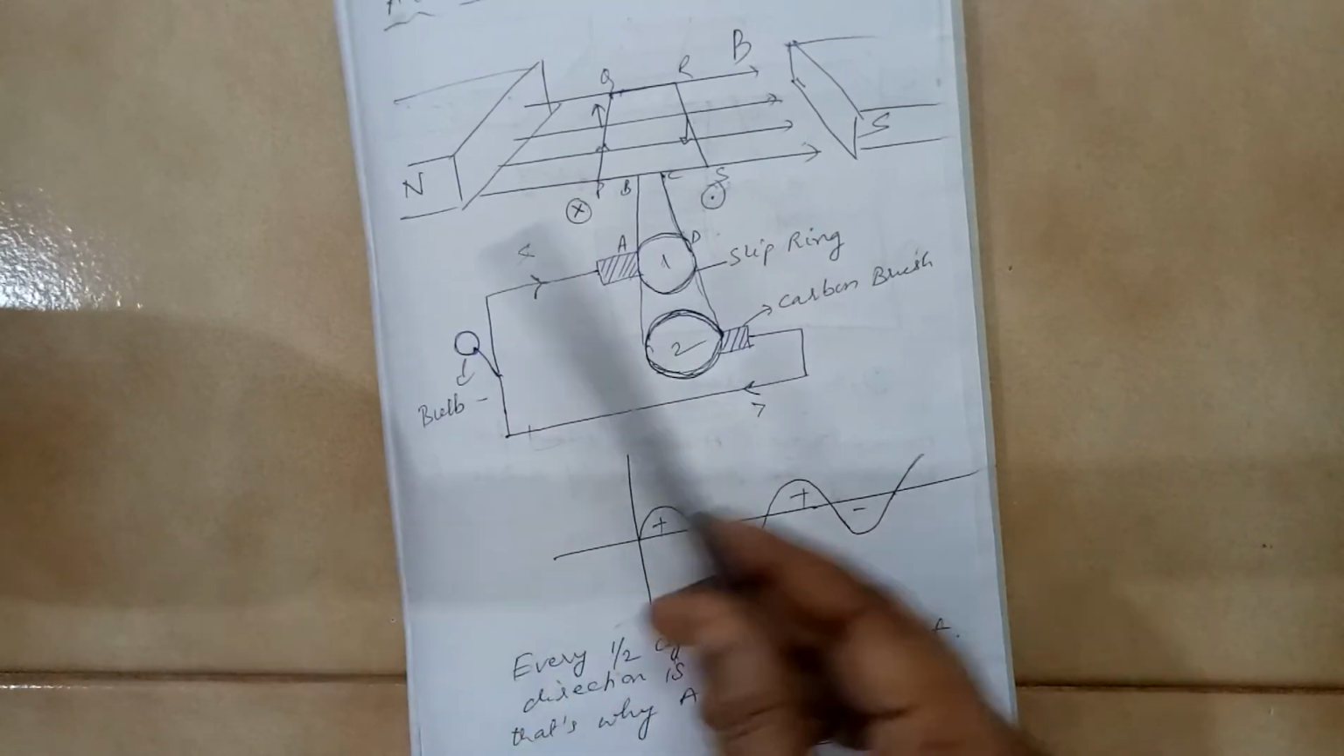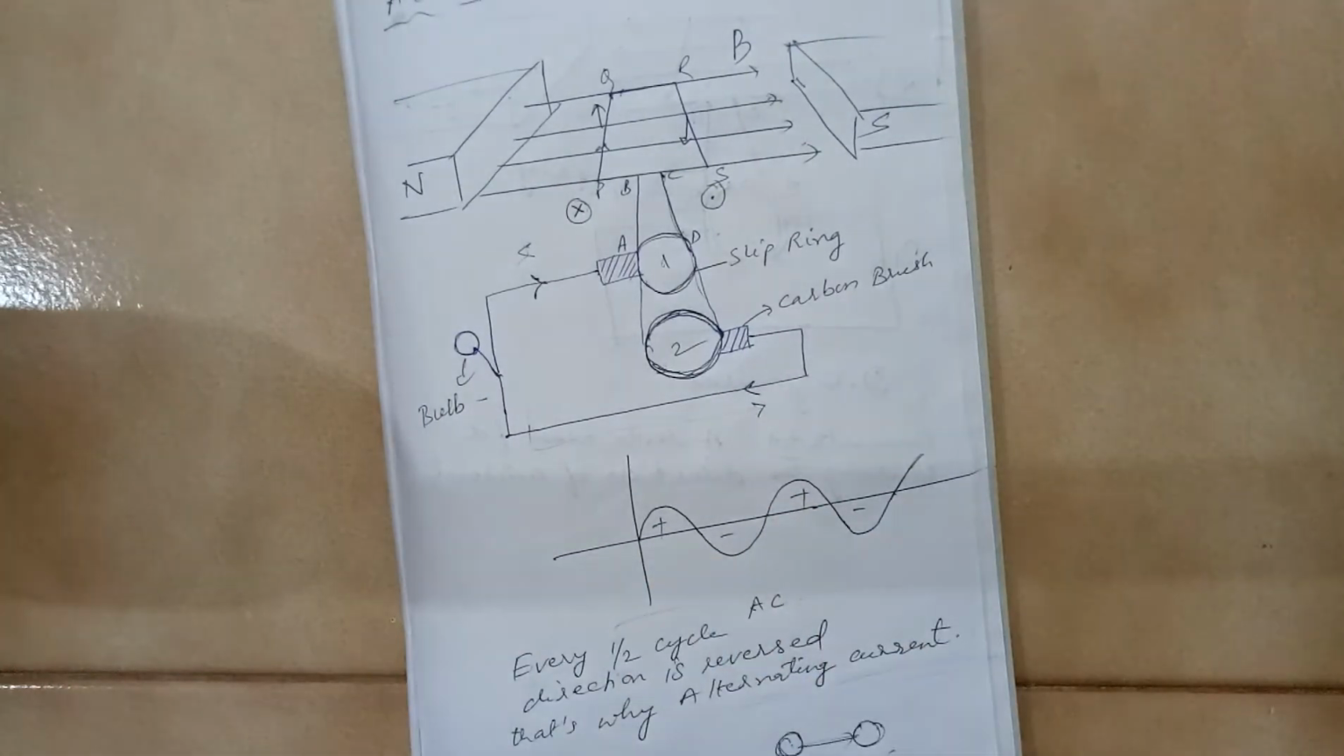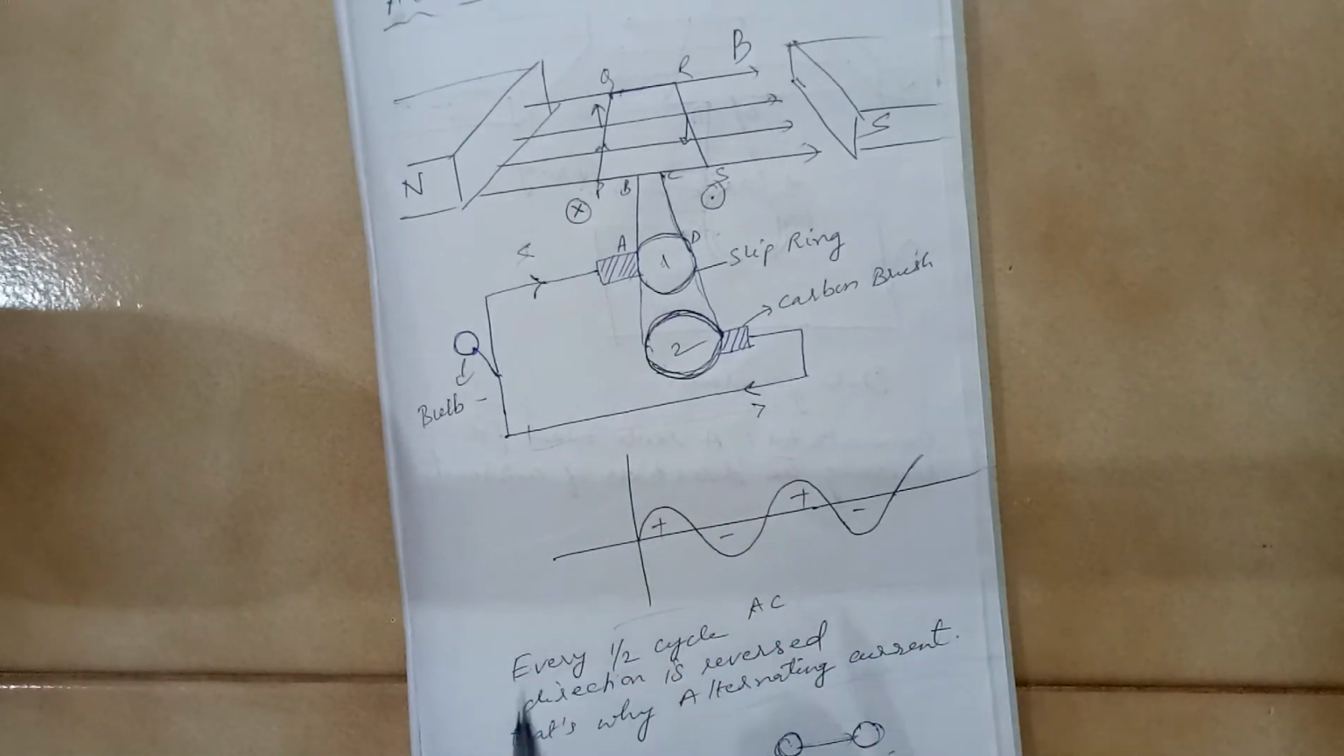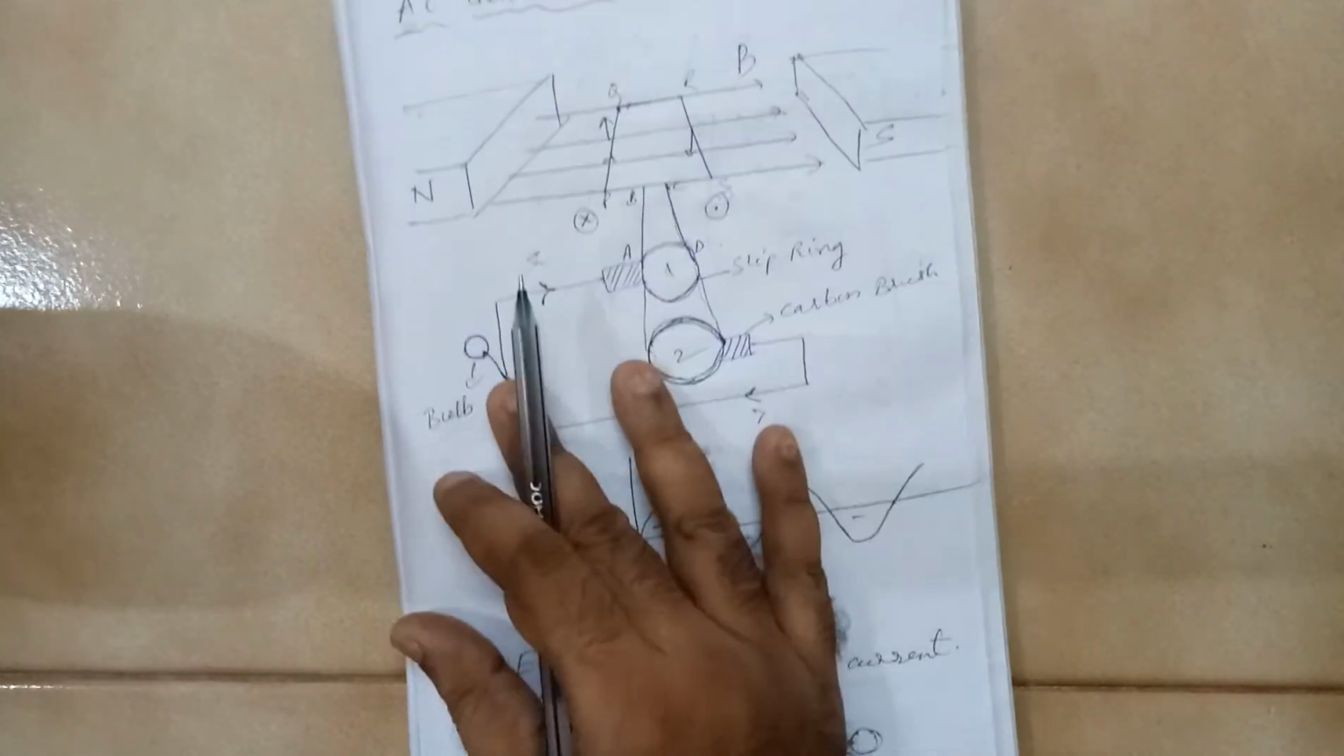Now, suppose you want to convert this AC generator into a DC generator. What does a DC generator mean? DC generator means the direction of flow of current should always be the same, either left to right or right to left, with no variation like this. So if that has to happen, see carefully what is happening here.